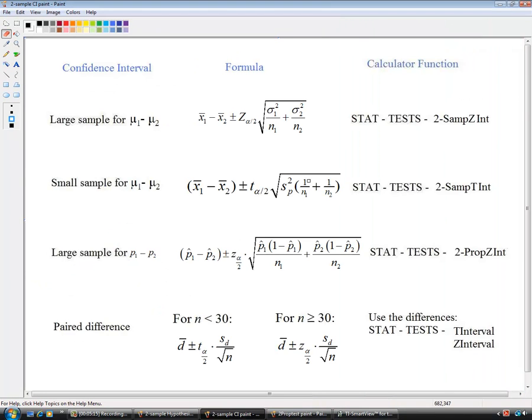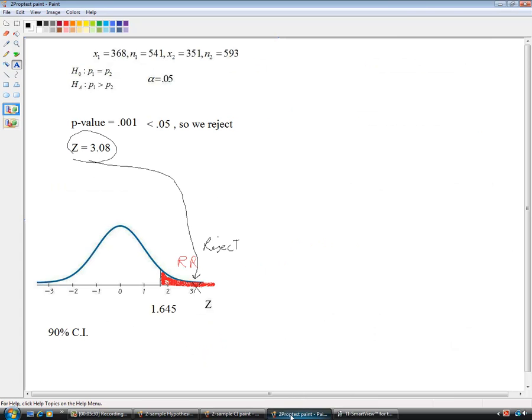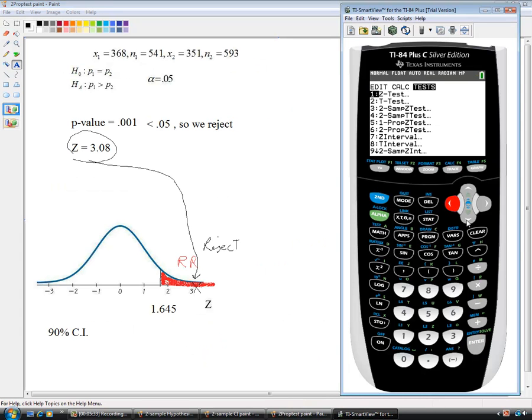2 prop z int is what we'll use for confidence intervals. Again, this is large sample for p1 minus p2. This is the formula that we would use, and this is the calculator function. So stat tests, we need to go ahead and choose 2 prop z int. All the information should be the same. What we need to change is the confidence level. This should go to 0.90. And we get 0.042 to 0.135.